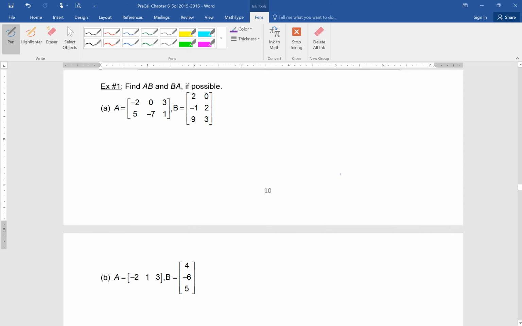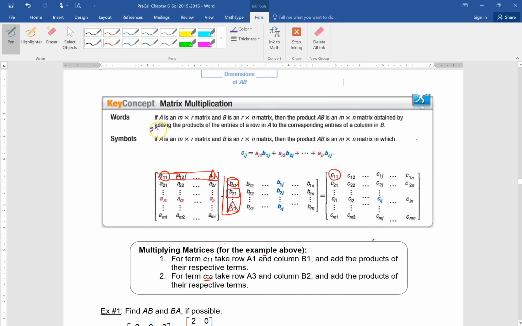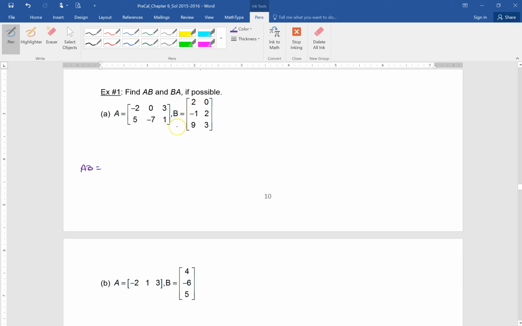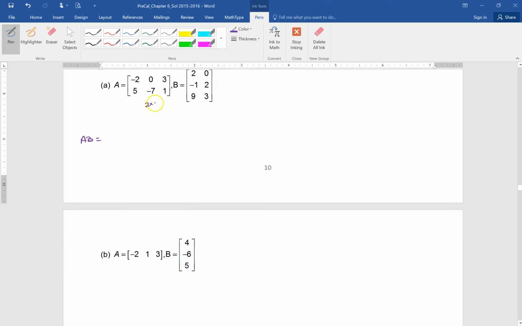Look at this one, right? First we have to figure out what the dimensions are. So I want to multiply A times B. Let's find the dimensions of A. A has dimensions 2 rows, 3 columns, so 2 by 3. B has dimensions 3 by 2. Okay? Because the inside numbers are the same, you can multiply them, and your new matrix is going to be a 2 by 2.